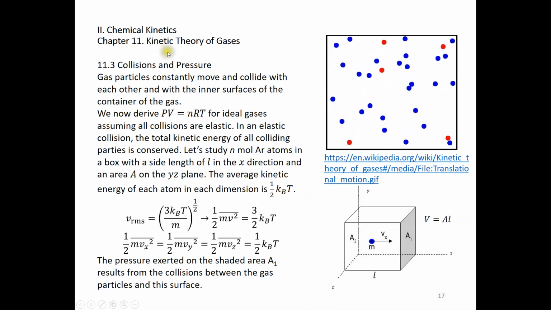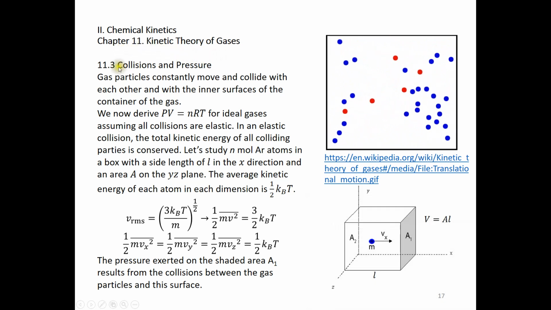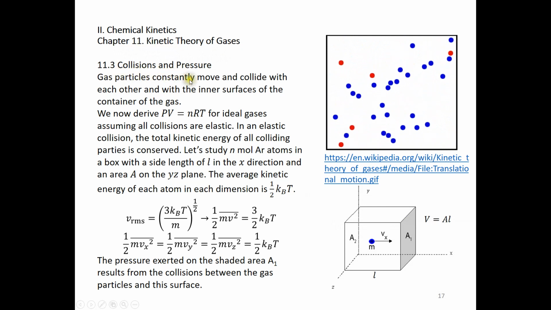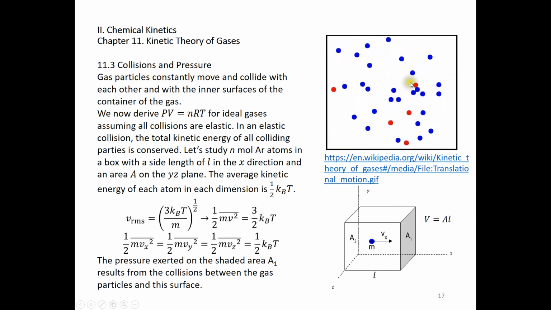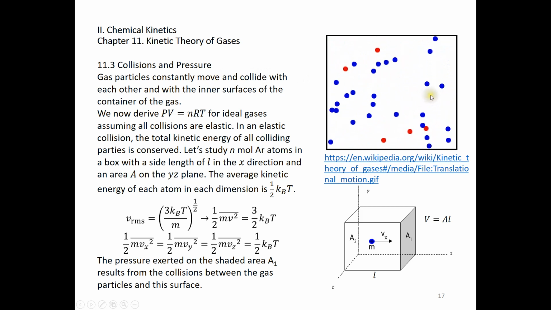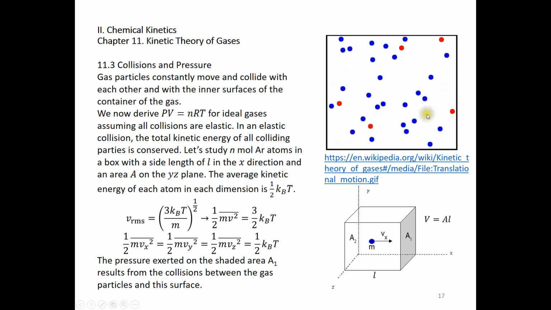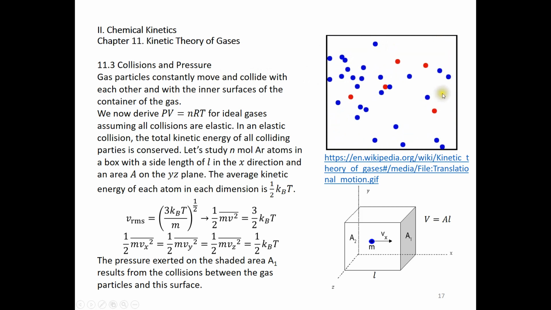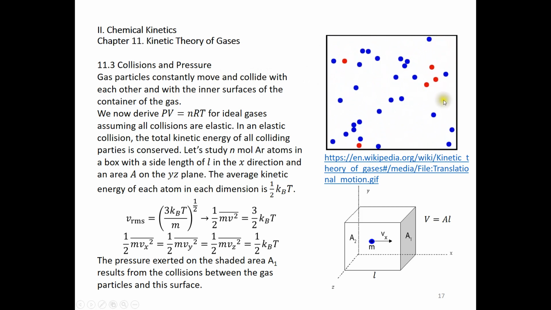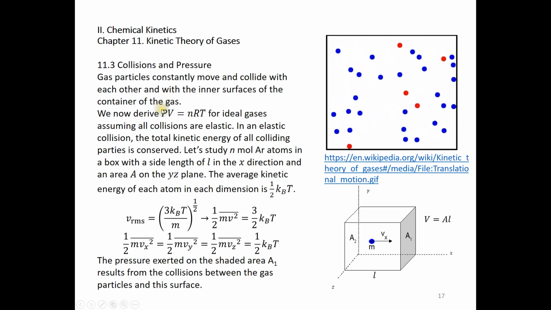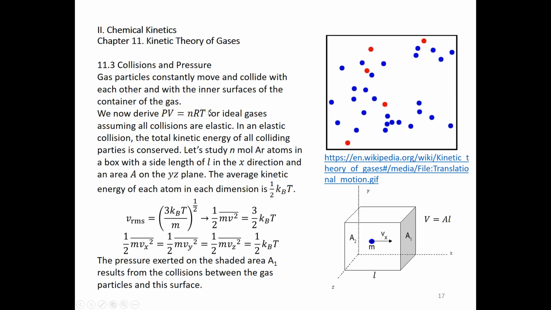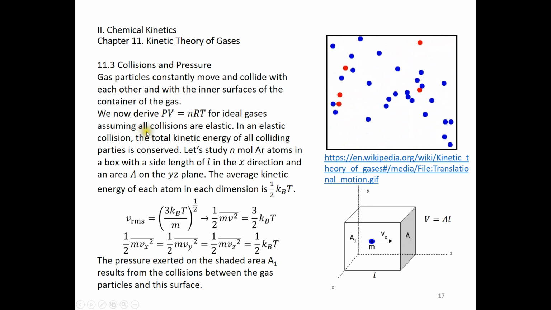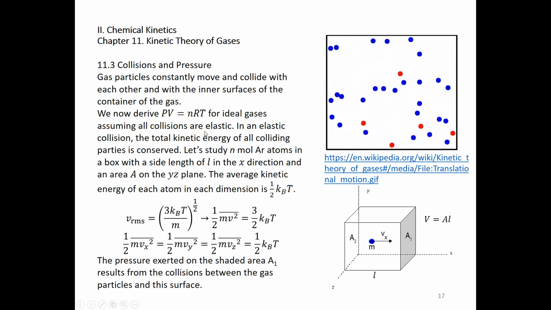Chapter 11 Kinetic Theory of Gases, Section 11.3 Collisions and Pressure. Pressure results from the collisions between the gas particles and the surface areas inside a container. We will be able to derive PV equals nRT for ideal gases, assuming all collisions are elastic.